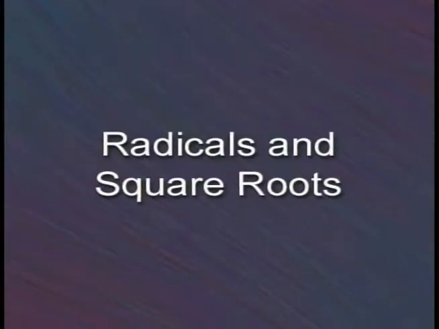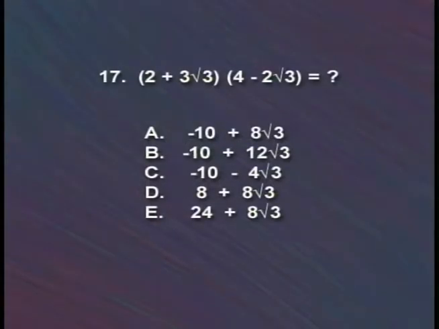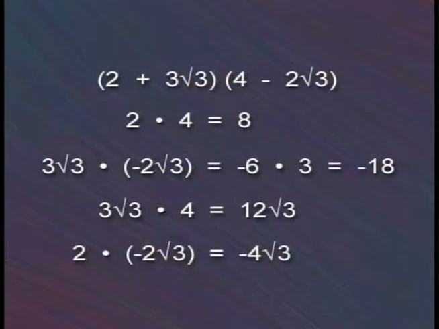Problem 17. 2 plus 3 times the square root of 3, in parentheses, times 4 minus 2 times the square root of 3 equals which of the following? Let's expand the factors. 2 times 4 equals 8. 3 times the square root of 3 times negative 2 times the square root of 3 equals negative 6 times 3, or negative 18. This is true because 3 times negative 2 equals negative 6, and the square root of 3 times the square root of 3 equals 3.